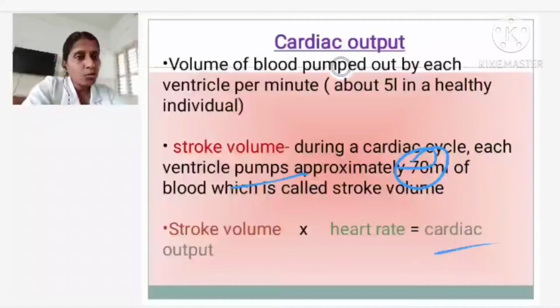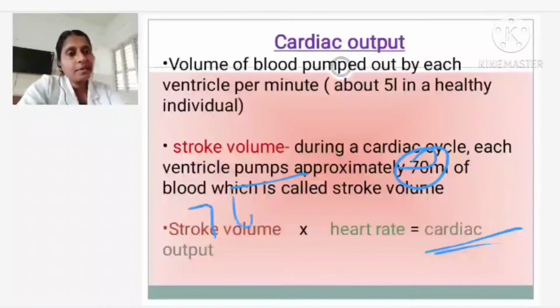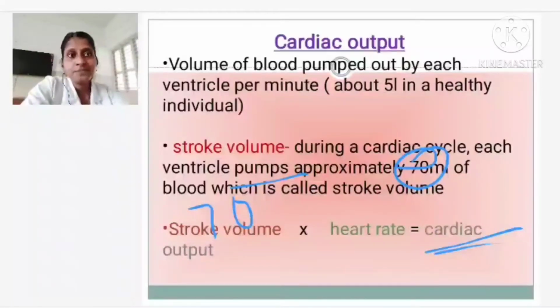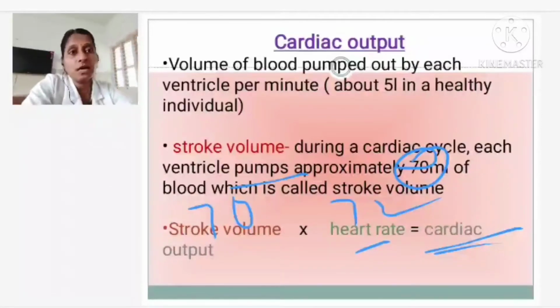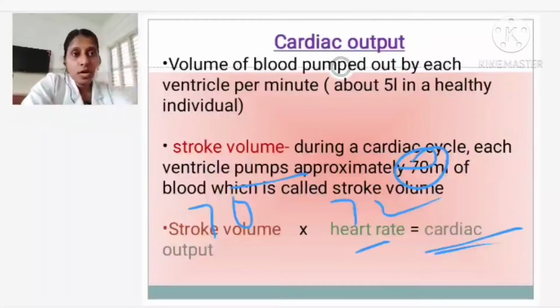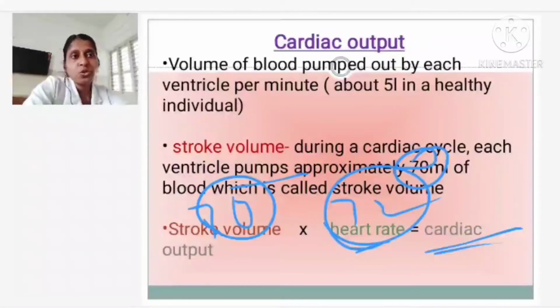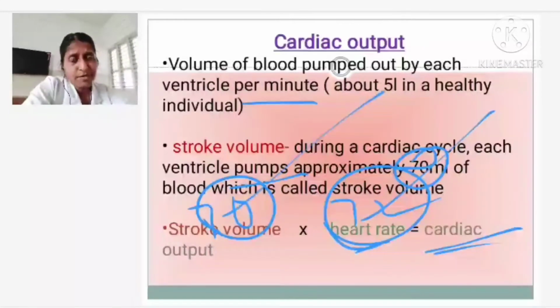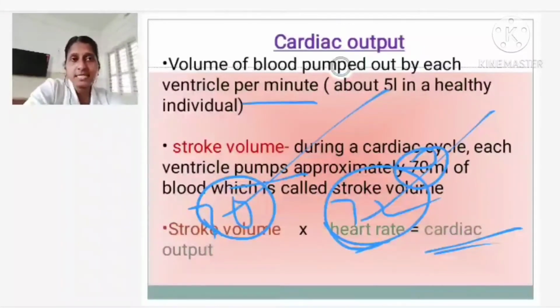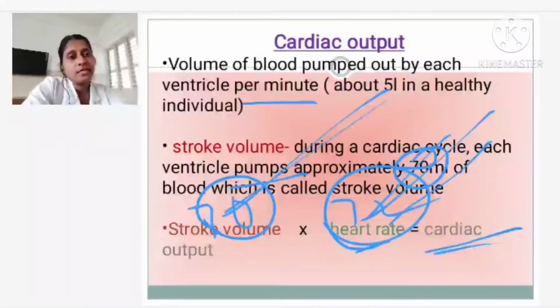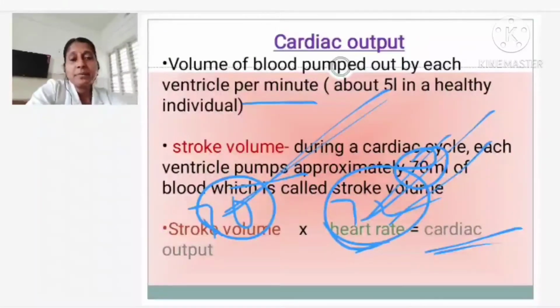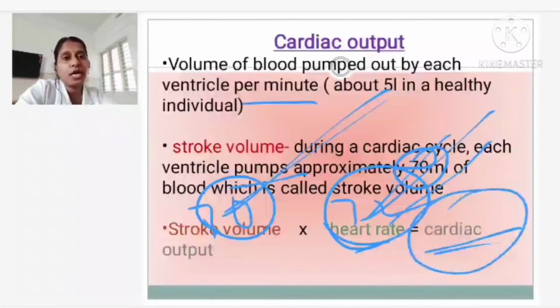So what is cardiac output then? Imagine 70 ml of blood is pumped for one cardiac cycle. But heart rate, I told you how much it is, around 72, isn't it? 72 times the heart is beating, which is your heart rate. So 70 into 72: for one beat it is 70 ml, and it is beating 72 times in a minute, with 70 ml of blood for each 0.8 seconds, isn't it? So for each heartbeat, there is 70 ml of blood being pumped. If you multiply this, you will get your cardiac output.